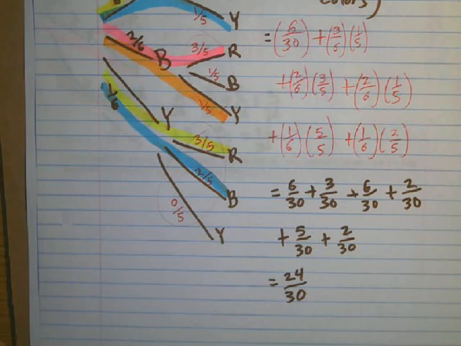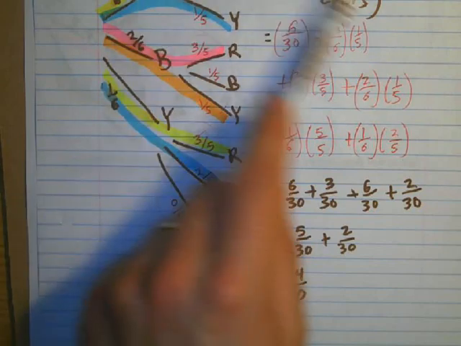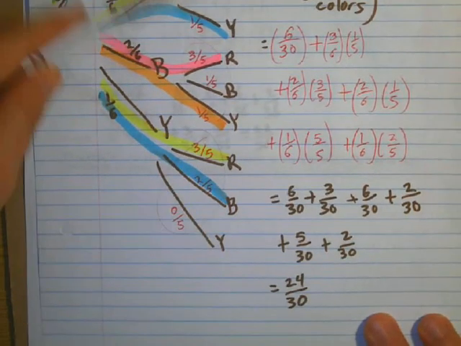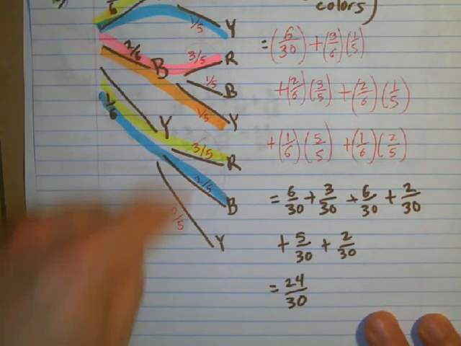Did that work? I think I made a mistake somewhere. Well, if I did, you need to tell me what my mistake is. But these are the different paths to get two different colors. You need to remember that the denominator decreases by 1 because you've taken a marble out.